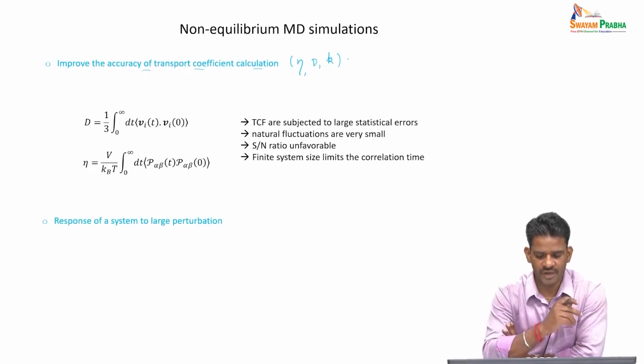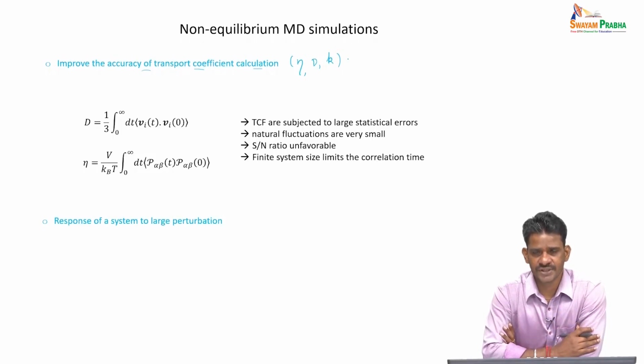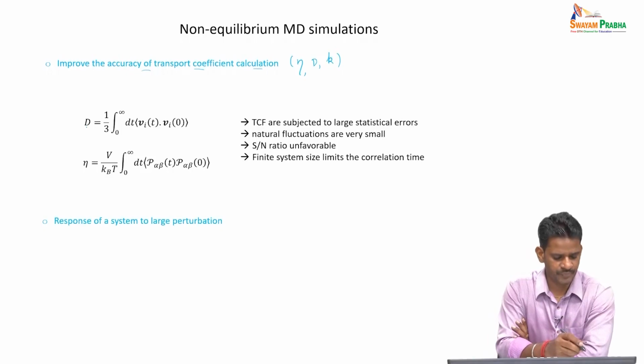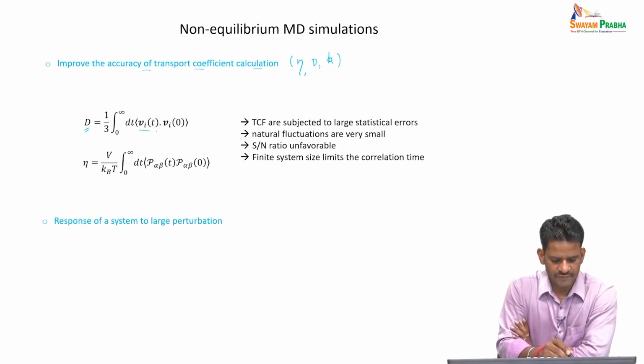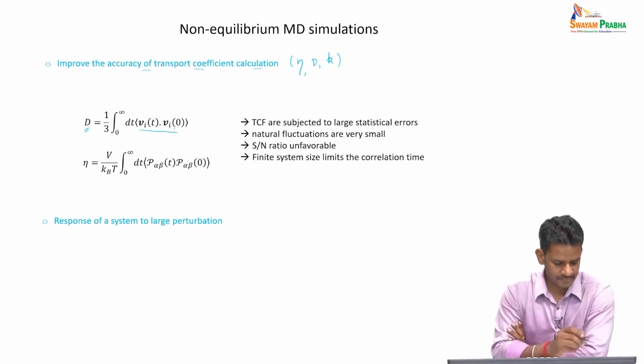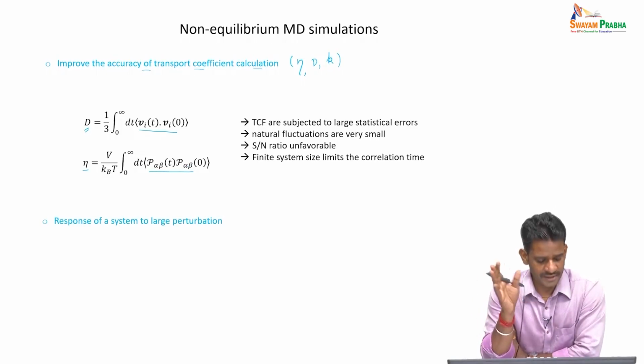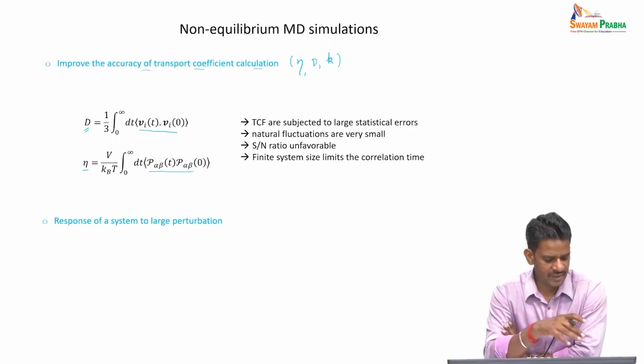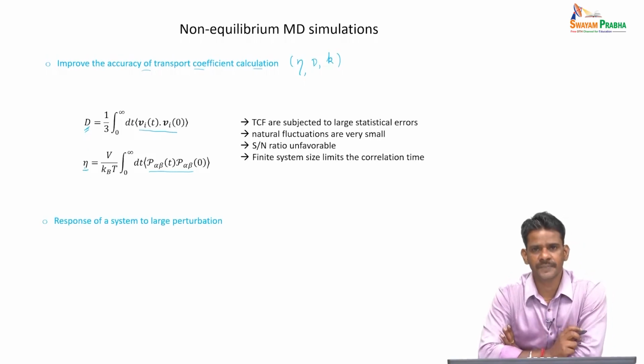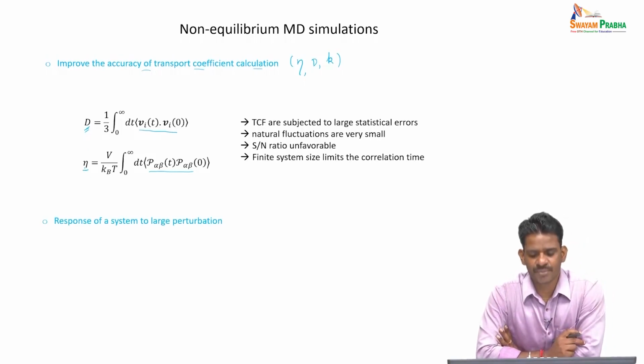If you look at our previous discussions, even equilibrium MD simulation can be used to calculate these transport coefficients by calculating transport time correlation functions. For instance, the diffusivity is related to the velocity autocorrelation function, and the shear viscosity is related to the stress autocorrelation function. So, we are able to use equilibrium MD simulations, calculate time correlation functions, and then integrate them to calculate diffusivities, viscosities, etc. There are some inherent problems with this approach.